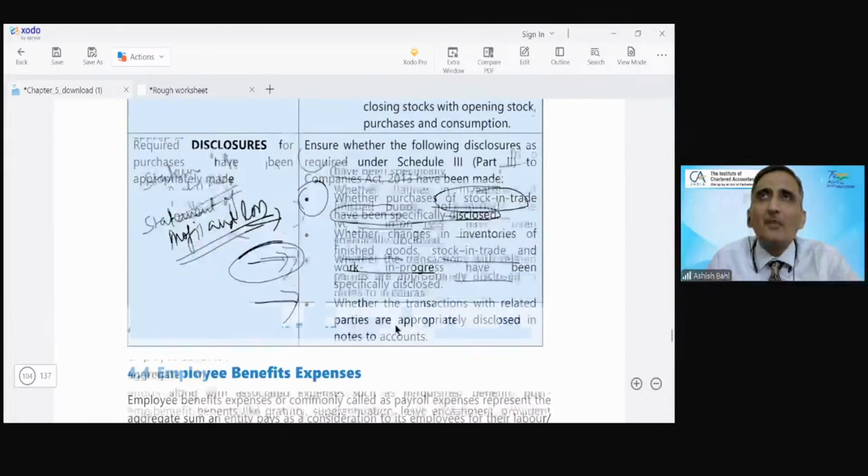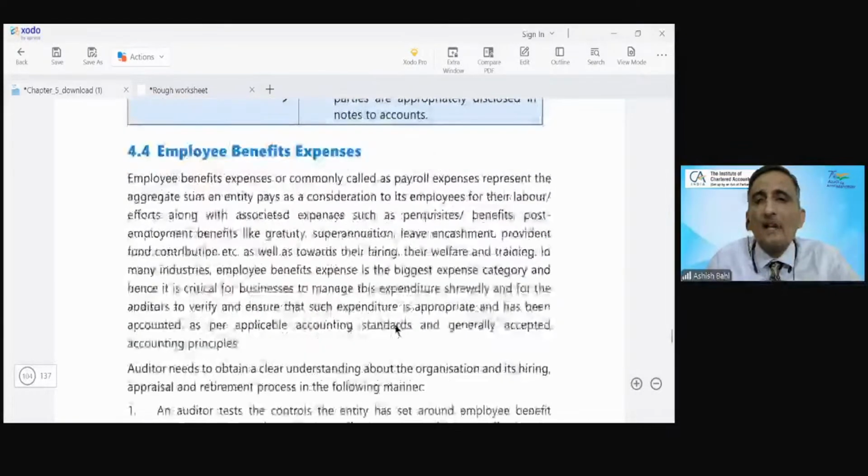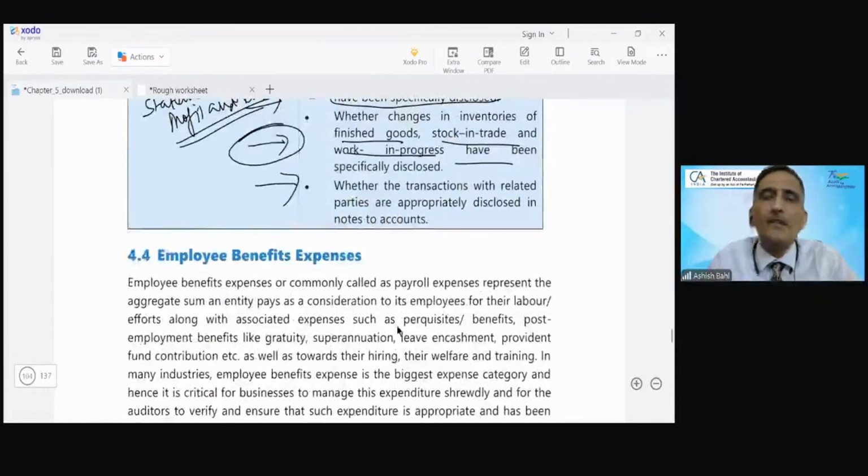And now we come to certain expenses like employee benefit expenses. Now, what is included under employee benefit expenses? First of all, tell me, what is your point of view? What is your opinion, which expenditures are booked under employee benefit expenses in the financial statements of a company?